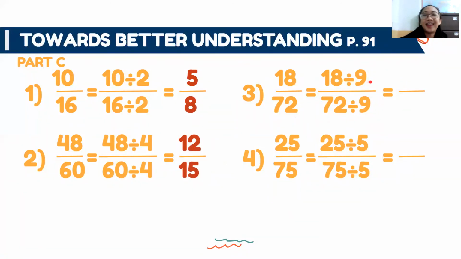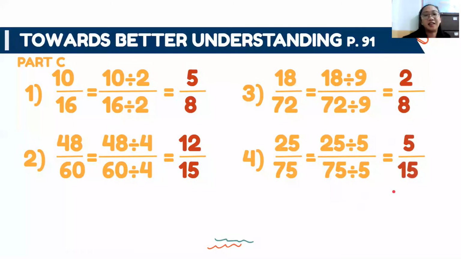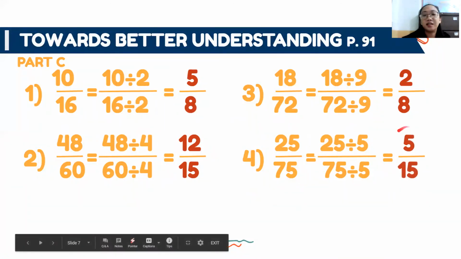Here, number 3, 18 divided by 9. Should know this. Yes, it's 2. 72 divided by 9 is 8. So 18 over 72 is equal to 2/8. They are equivalent fractions. And lastly, as an example, we have here 25 divided by 5, which is 5. 75 divided by 5 is 15. So this fraction is equal to 5 over 15.